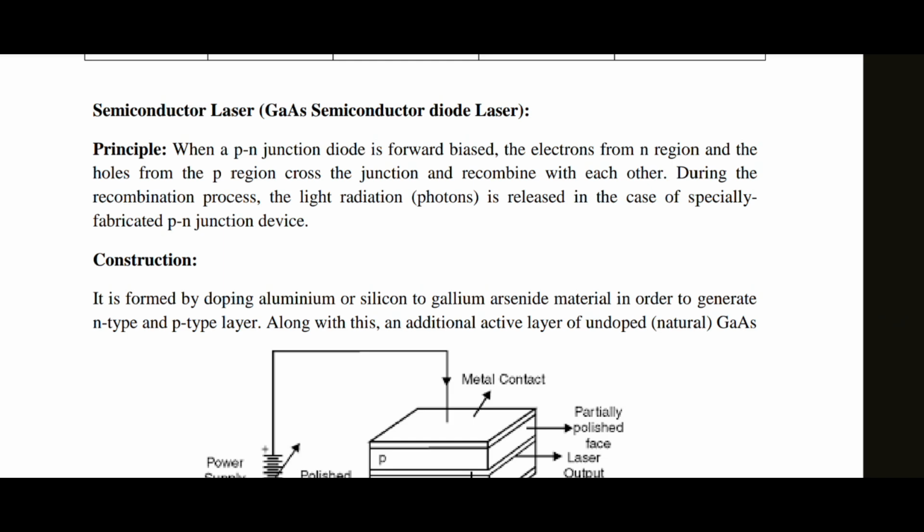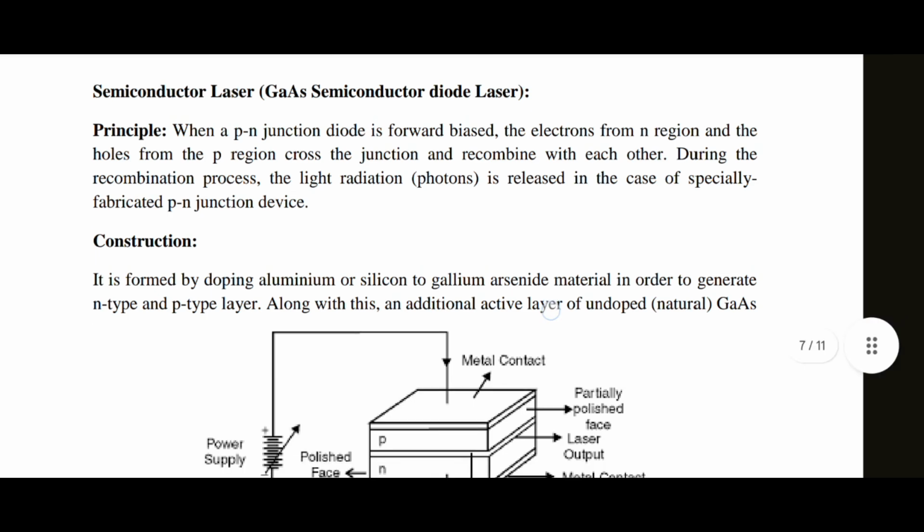The first thing is the gallium arsenide semiconductor diode laser principle. The principle of this semiconductor laser is, when the p-n junction is forward biased, the electrons from the n region and the holes from the p region cross the junction and recombine with each other. During recombination, light radiation is released, in the case of a specially fabricated p-n junction. Now we shall see the construction.